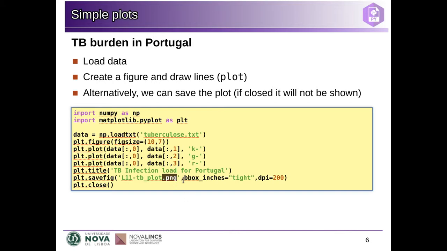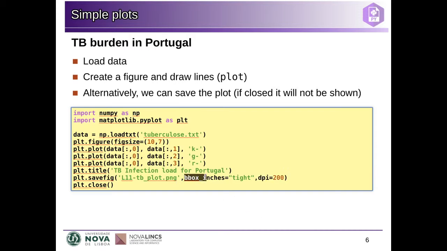And then you have some additional arguments that you can add. You can just leave the rest by default, but I usually add these two. This dots per inch will control the resolution. The default resolution is usually not very good. I think it's 50 dots per inch. So I increase it to 200 to get a better looking plot.